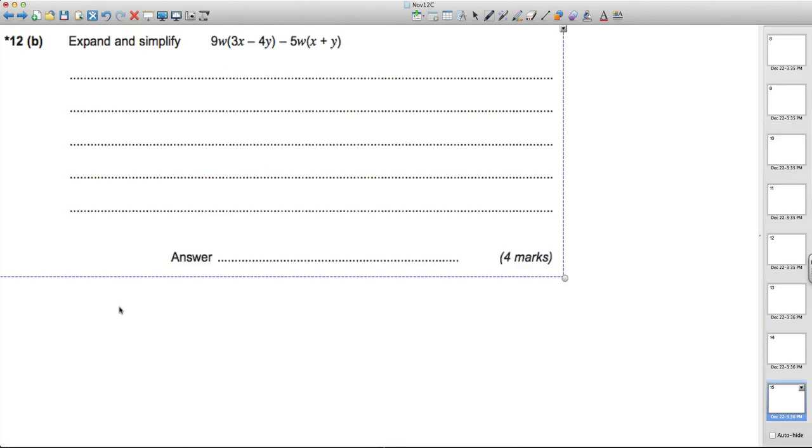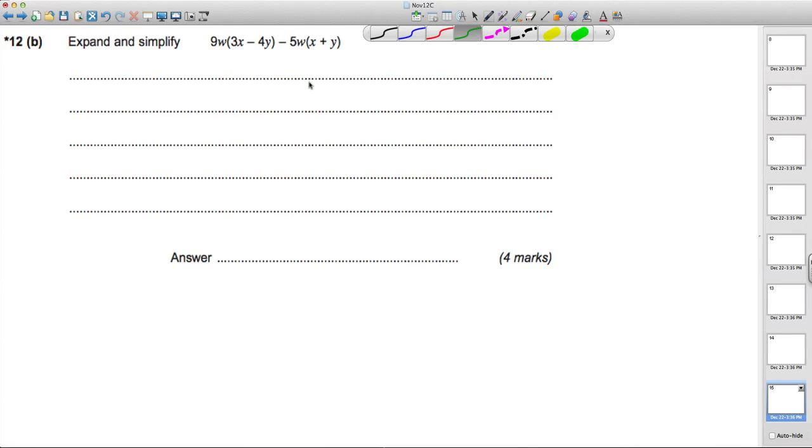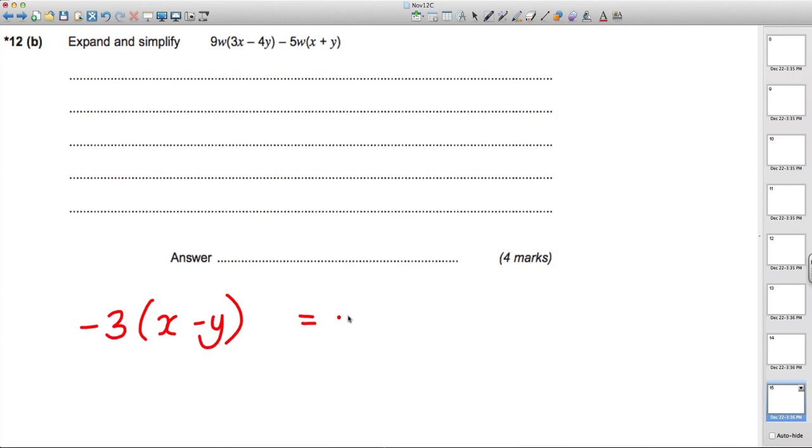Okay? Next question, 12b, expand and simplify. This is a mistake a lot of students do as well. Let me just take a second to show you this. They say negative 3, let's say, multiplied by x minus y. They say this is negative 3x subtract 3y. It's not equal to that.